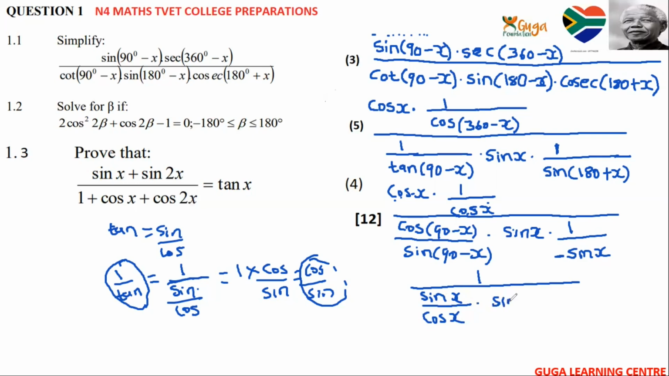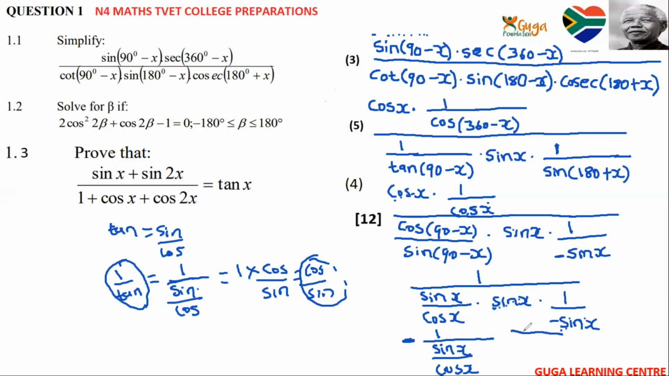Multiply by sine x, multiply by 1 over, don't forget the negative here, 1 over sine x. Right, so this sine and this sine can marry each other, which is equal to one. Now you'll be left with, I can take the negative out, negative here. So it will be negative 1 all over by sine x over cos of x, right?